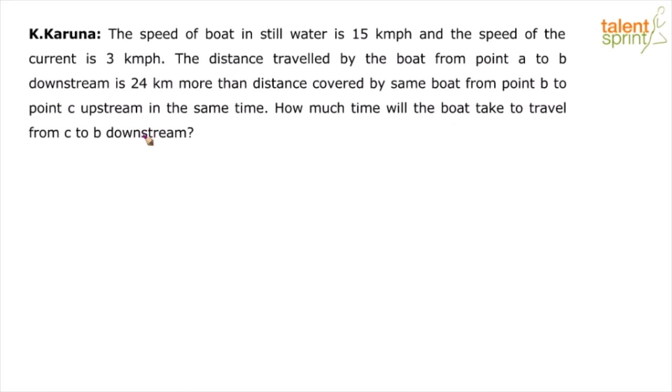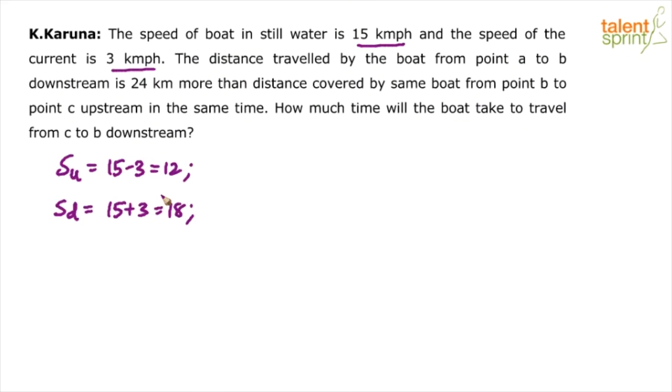So again, not a very straight question, but let's decode it. He says the speed of a boat in still water is 15 kilometers per hour and the speed of the current is 3 kilometers per hour. So you know the boat's speed and the current speed. What will be the speed upstream? Upstream speed will be 15 minus 3, which is 12. What will be the speed downstream? Downstream speed will be 15 plus 3, which is 18. I don't have to explain why.